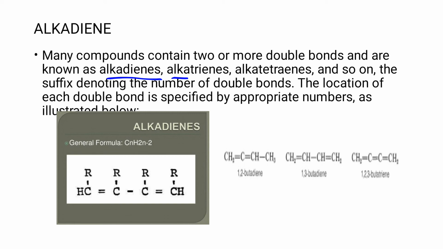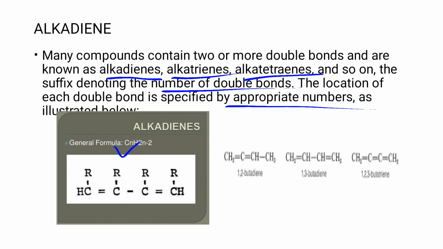When there are three double bonds, it is an alkatriene. Four double bonds, alkatetraene. Therefore, the suffix di, tri, tetra indicates the number of double bonds. The location of each double bond is specified by an appropriate number. In IUPAC nomenclature, the name alkadiene is used, and the number also indicates the location of the double bond. And this is the example.